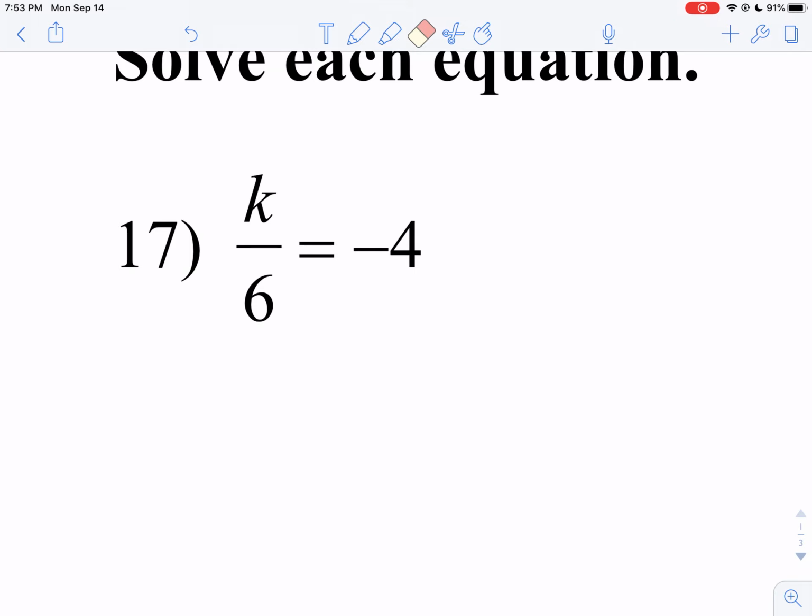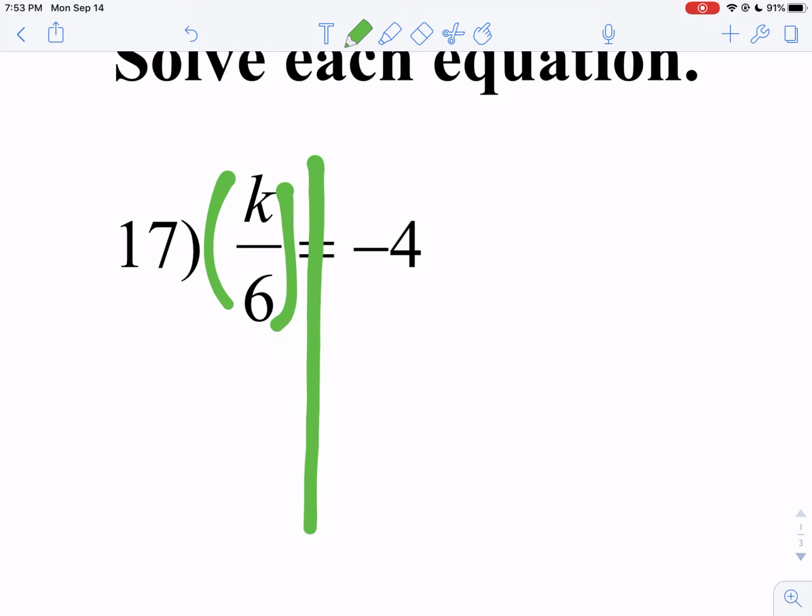This is just a very basic problem, but I still like my students to put a vertical bar because that's going to organize their work. The way I read this problem is, this is k divided by 6. When you solve problems, you use inverse operations. So you have k divided by 6. What's the opposite of dividing by 6? That would be multiply by 6. So we always do the opposite. Here you're going to multiply both sides of the equation by 6.